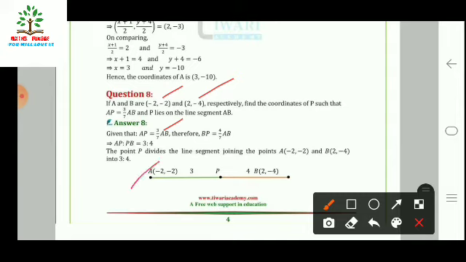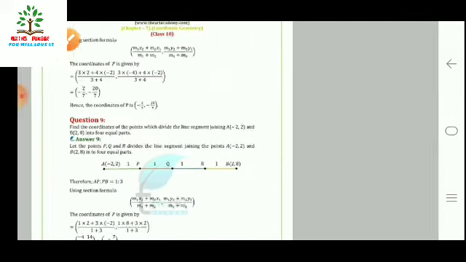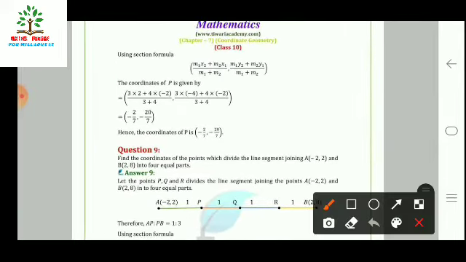So now we have the coordinates of A, we have the coordinates of B. Now we have to find the coordinates of P. The ratio is known to us, that is 3:4. So just using the section formula, it's very easy for us to solve.